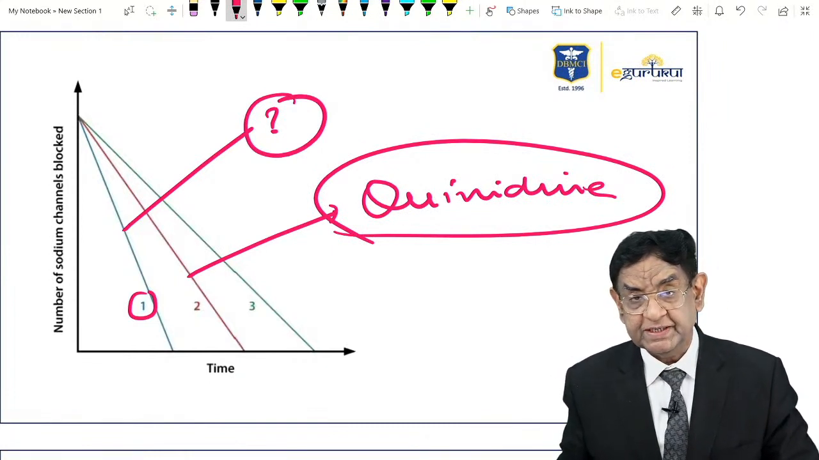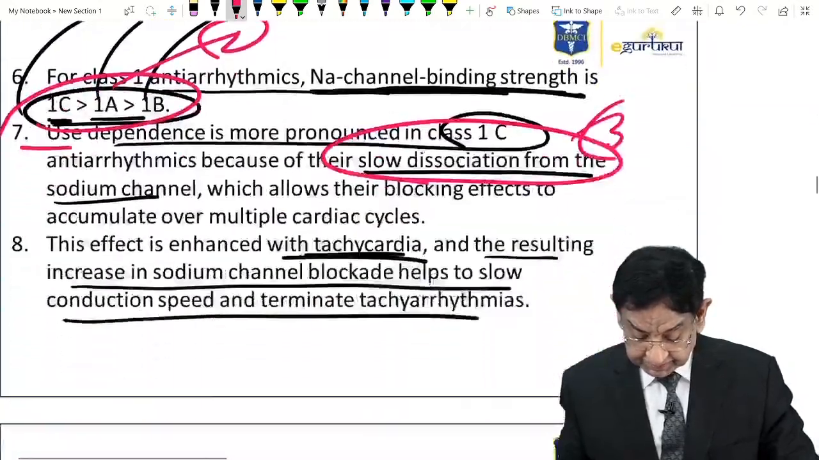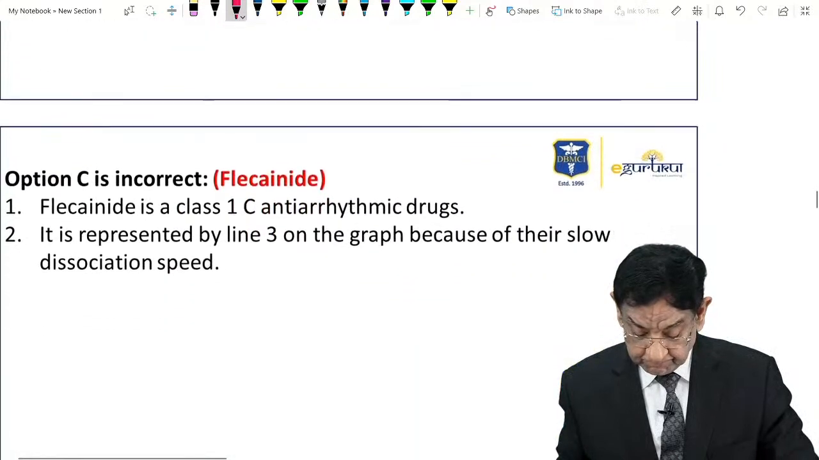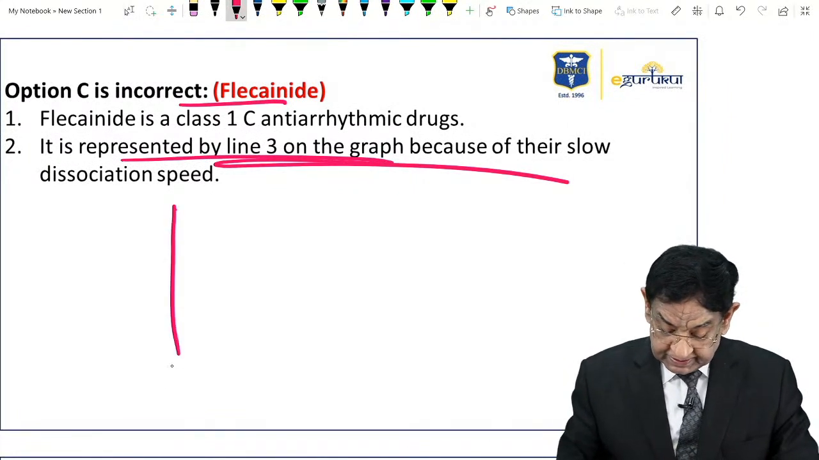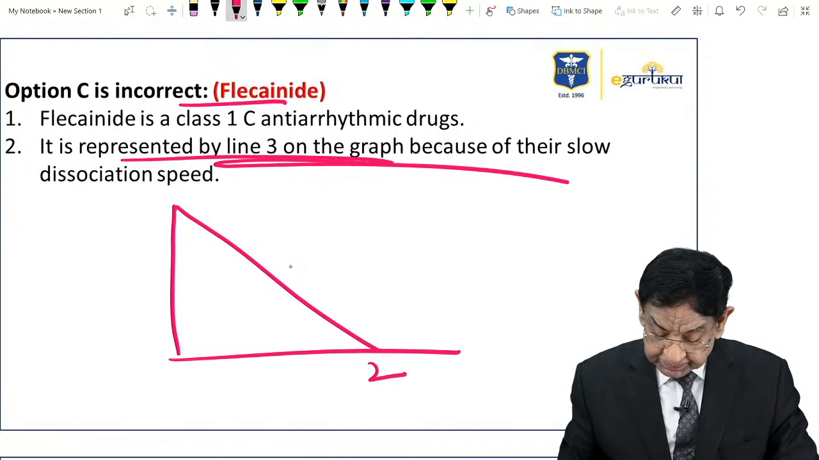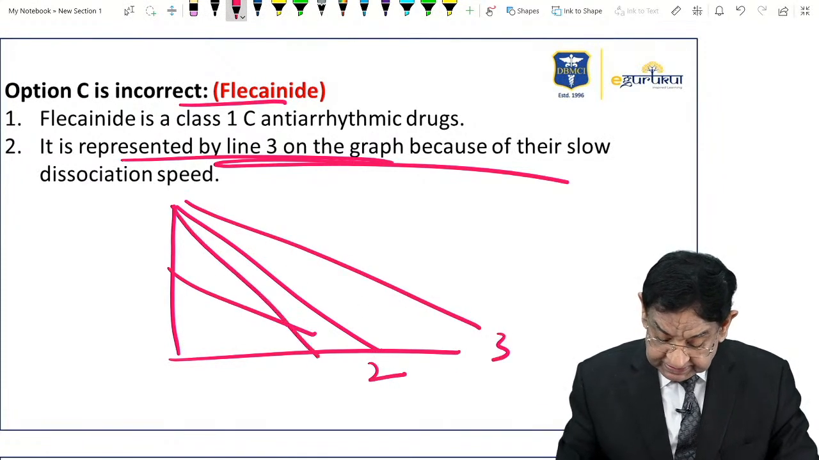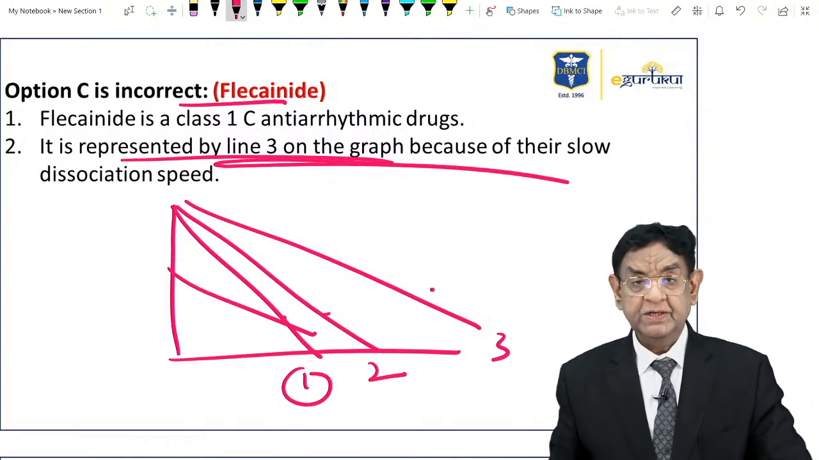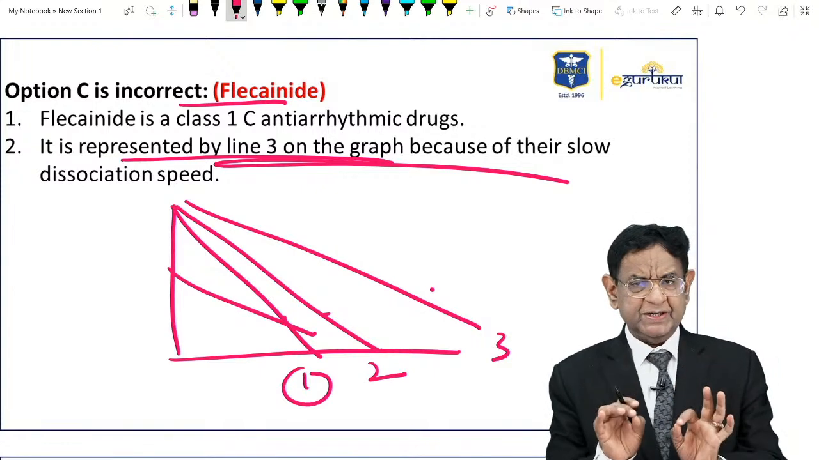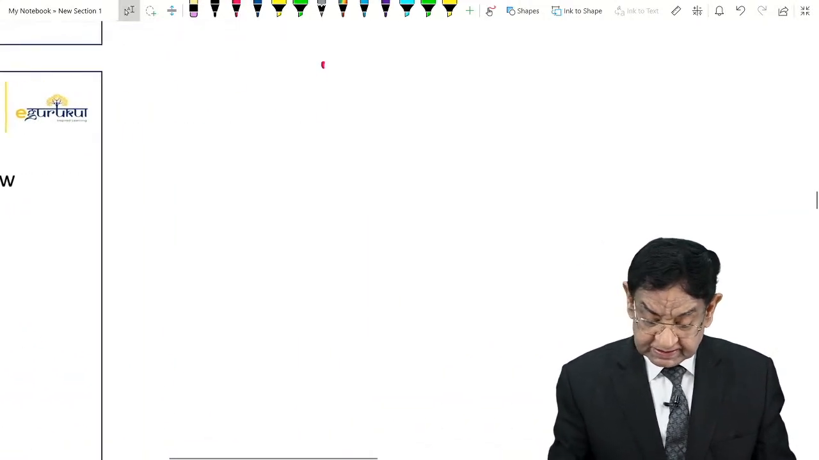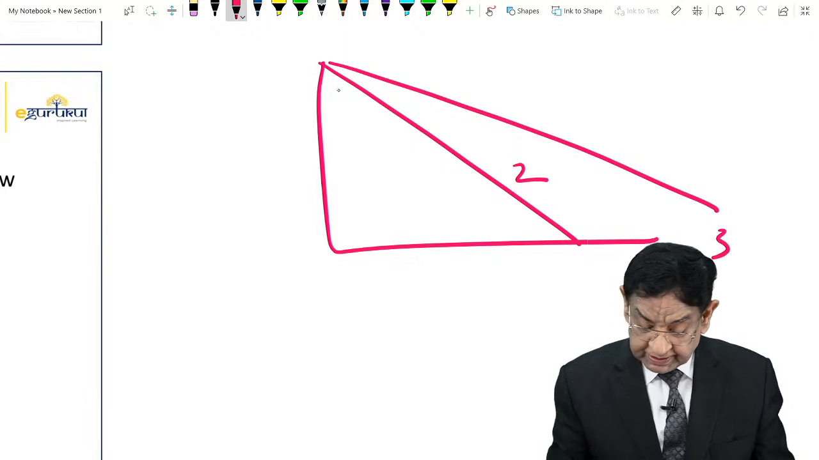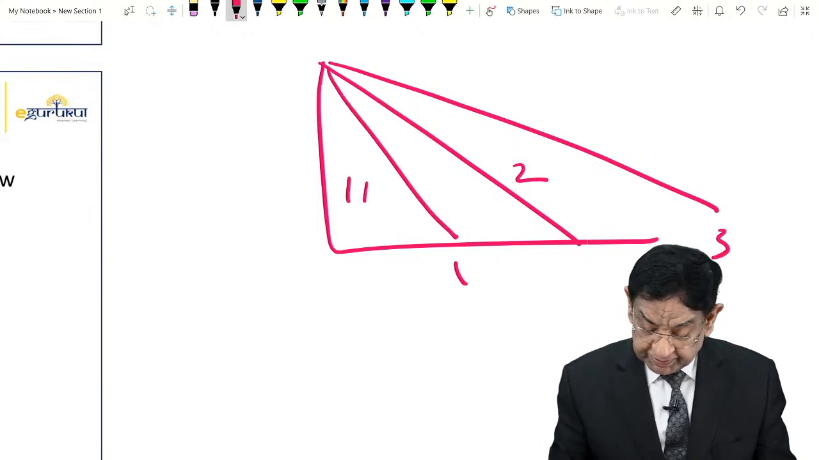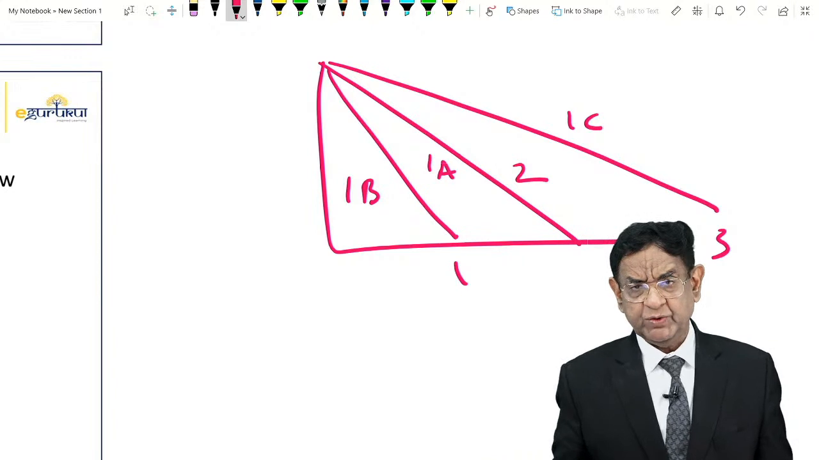Shorter duration of action potential is class 1B, and flecainide is line 1C. Again, you remember this was line 2, this is line 3, and this is line 1. In the simplified version, this is line 2, line 3, line 1. This represents class 1B drug. This is class 1A drug, and this is class 1C drug. Most simplified version is this.